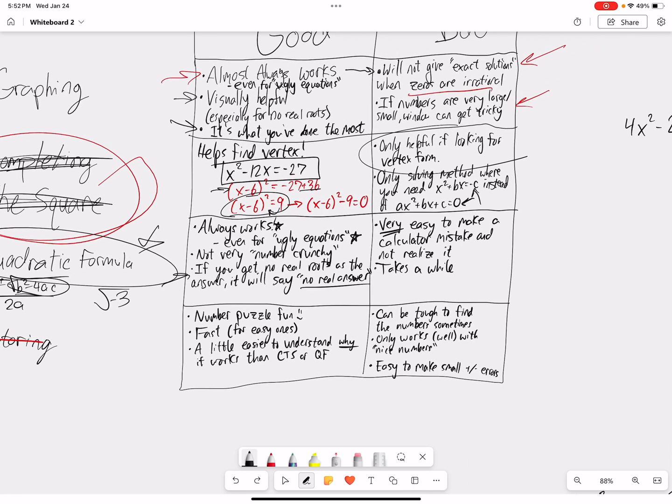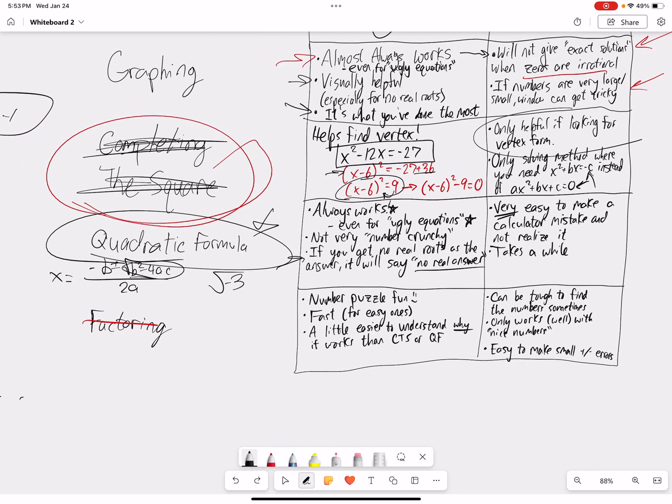Downside, it's very easy to make a calculator mistake and not realize it. So like typing in a minus instead of a negative completely throws your answer off. Missing a number or missing an exponent totally throws your answer off, and they're really easy mistakes to make. And then secondly, it takes a while to type it in because that's kind of annoying. But in general, quadratic formula is the best.